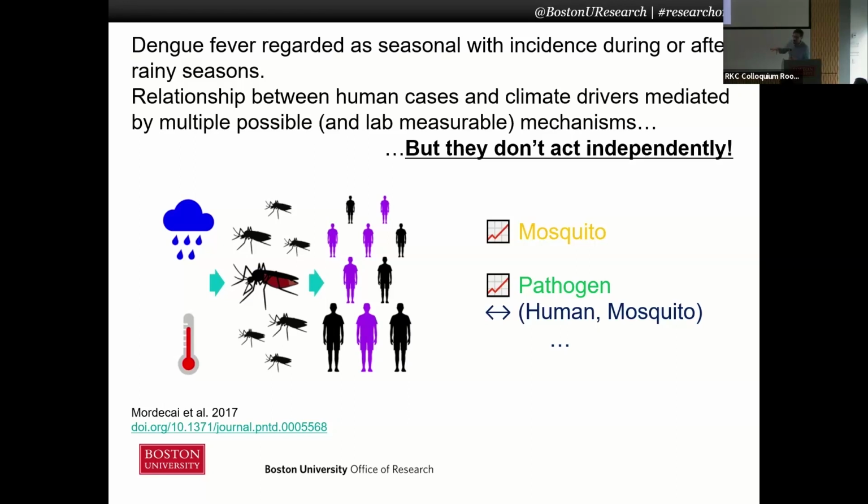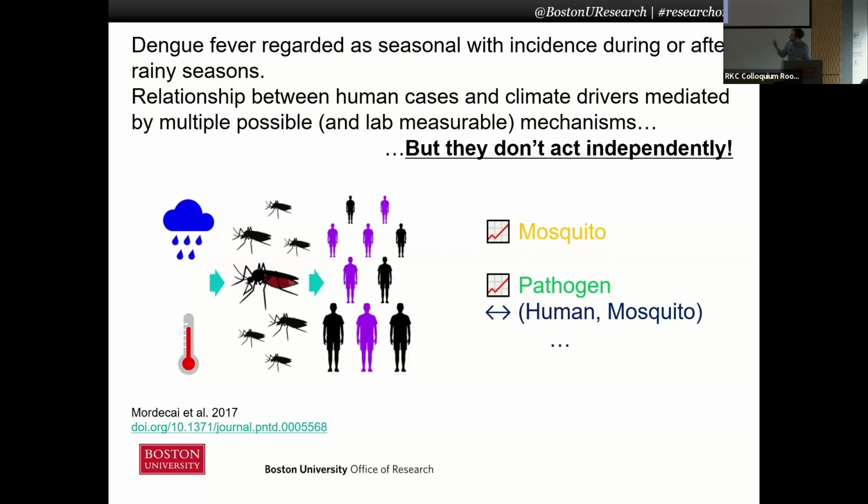So dengue fever, one of these vector-borne diseases, humans are infected by infected mosquitoes. And dengue is generally regarded as being a seasonal epidemic. And the timing is generally associated with a peak in cases during or after the rainy season. But there are actually many different mechanisms that we can put forward or even measure in laboratories that can mediate the relationship between weather and the actual human caseload.